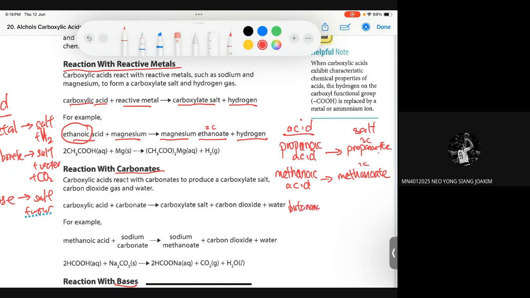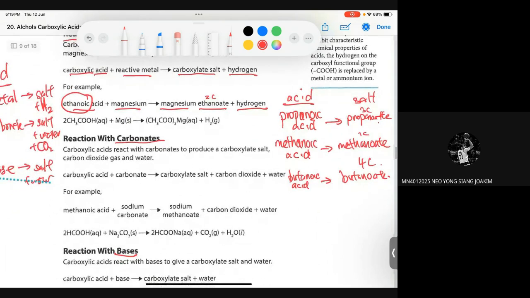So I spelled too many. Wait, butanoic acid. So if I were to let it become a salt after reacting with metal or carbonate or whatever, I'm going to get a butanoate. Okay, so this is for the 4 carbon. This naming is important because when you do your ester, all these names will actually be useful.